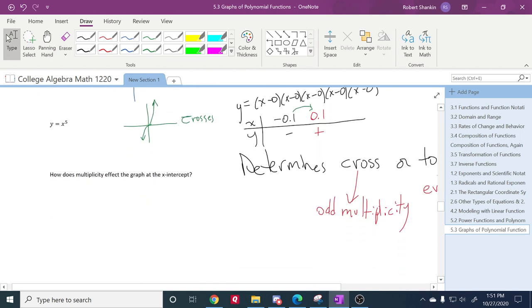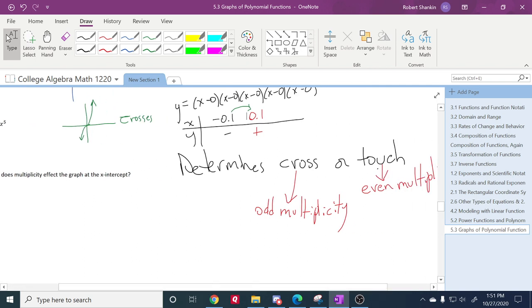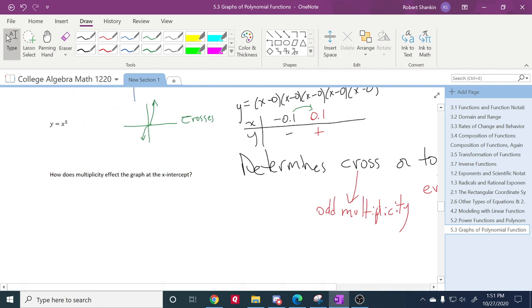All right, so we kind of summarize it here: cross, odd multiplicity, and this. And this is the multiplicity of the x-intercept. Let me even kind of make that real clear in here. Multiplicity of the x-intercept. Affect the graph at the x-intercept. Okay.